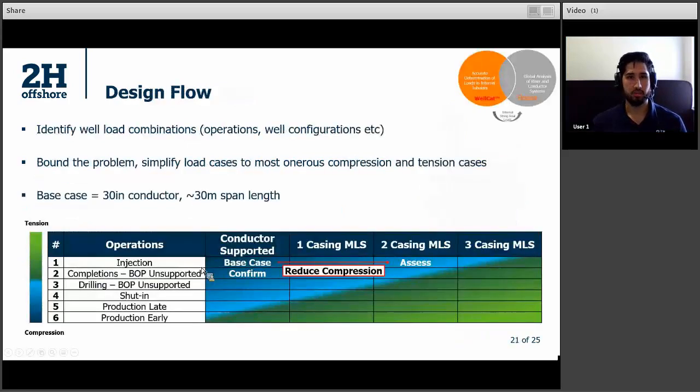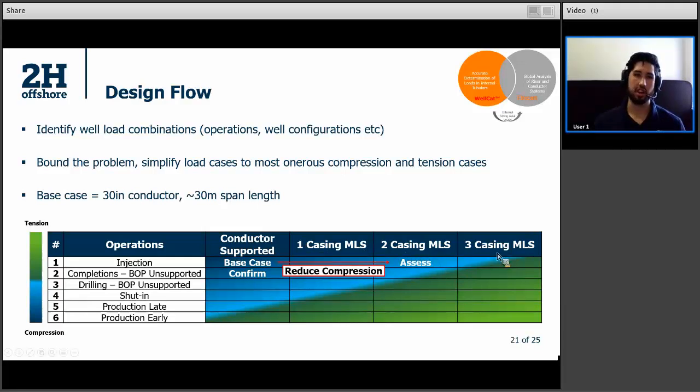So design flow here, same thing again. Identifying the well combination, so the operations and well configurations that are possible. We're looking to bound the problem, so simplify the load case to the most onerous compression case and tension case, and then consider what a base case might be based on our understanding from designing previous systems. I've got the same sort of color grade down here on the bottom, so tension in green, compression in blue, and different types of operations ranked here on the left-hand side. Injection, completions, drilling, shut-in, early and late production, and different types of supporting mechanisms. Just conductor supported, one casing put on the mudline suspension, two casings on mudline suspension, and three casings.